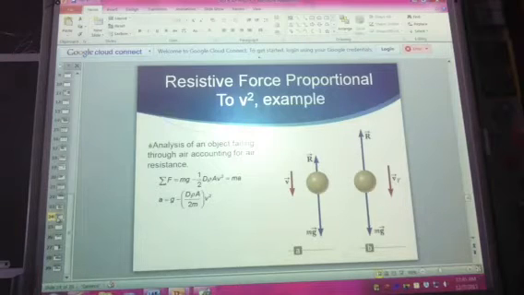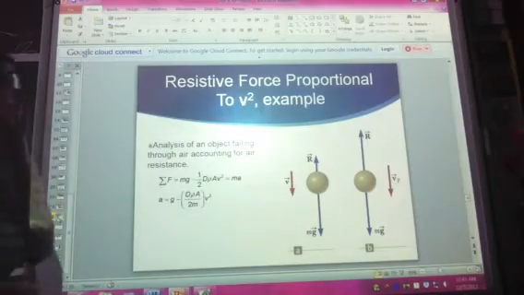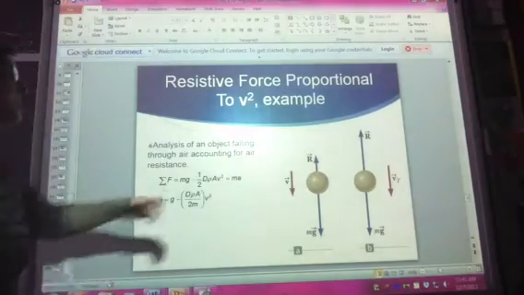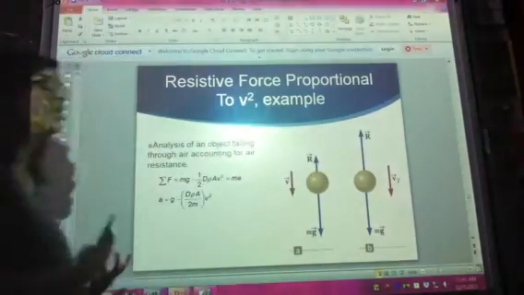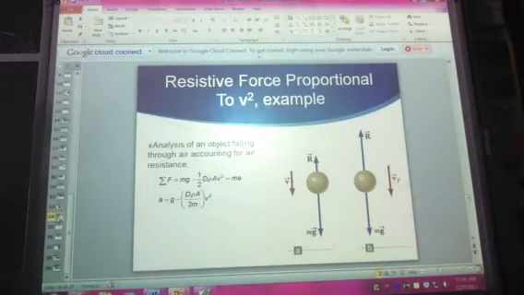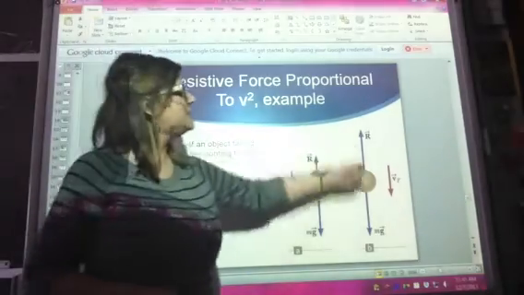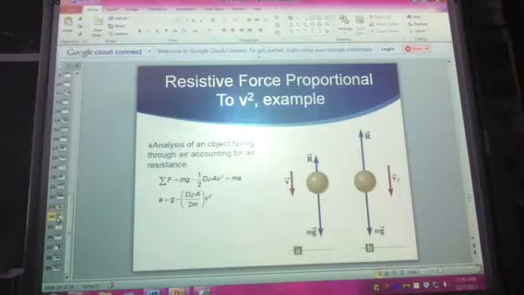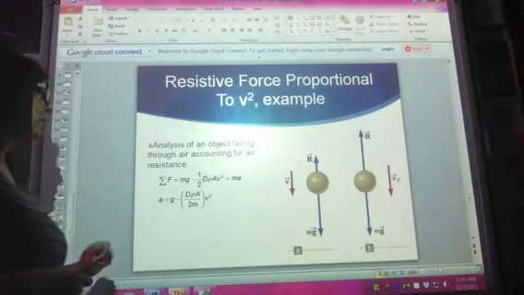Okay, so let's say, for example, we have an object that's falling through air, and now we're going to have to start accounting for air resistance. So I'm going to have a resistive force here. I know that at first, as it is moving down through the air, this R, my resistive force, is going to start increasing. And once my resistive force is equivalent to my weight force, we know that's when we've reached that terminal speed.